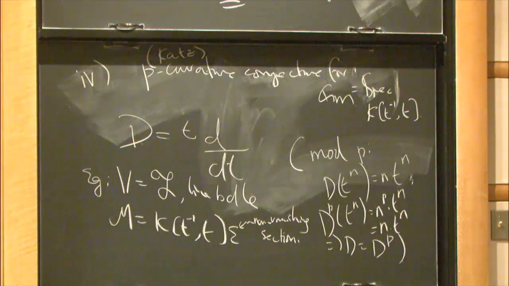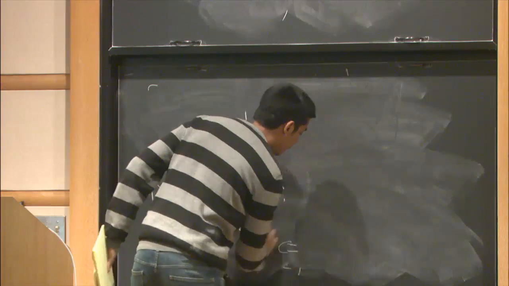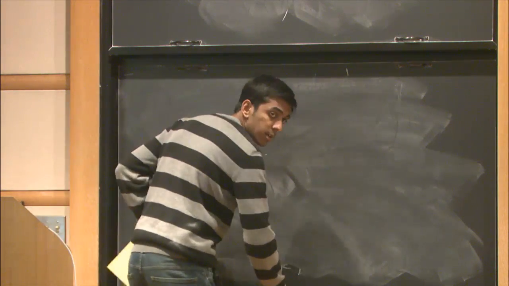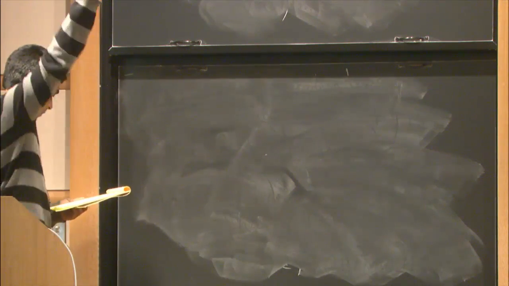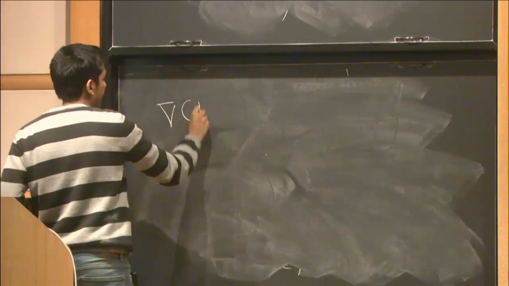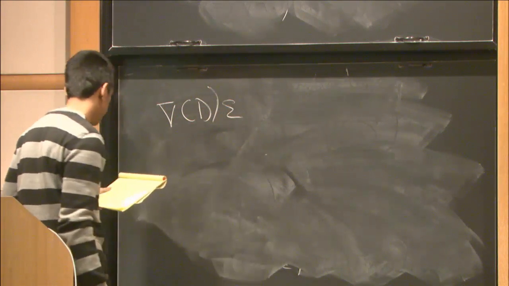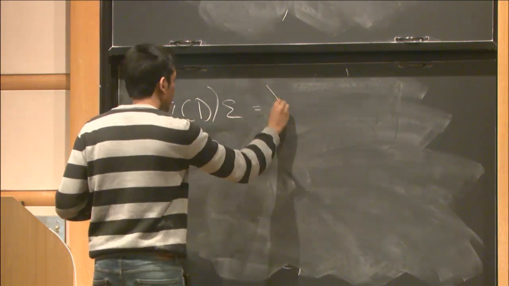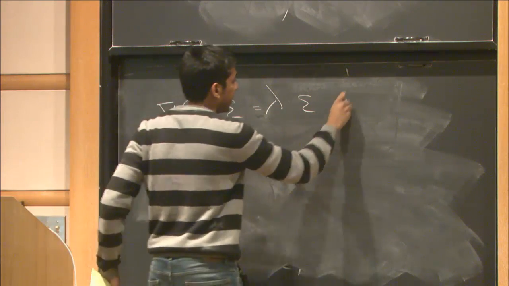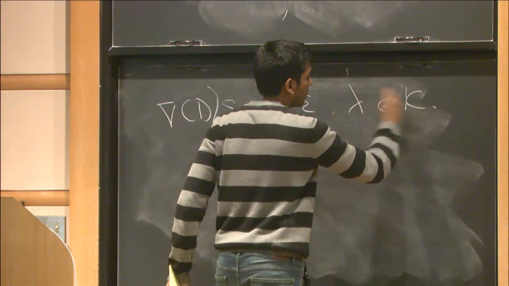So now, given that the p-curvatures vanish, let's see how one constructs an algebraic solution. Using Katz's theorem on regular singularities, let's assume that nabla of D of epsilon is going to equal lambda times epsilon, where lambda is actually a constant function.